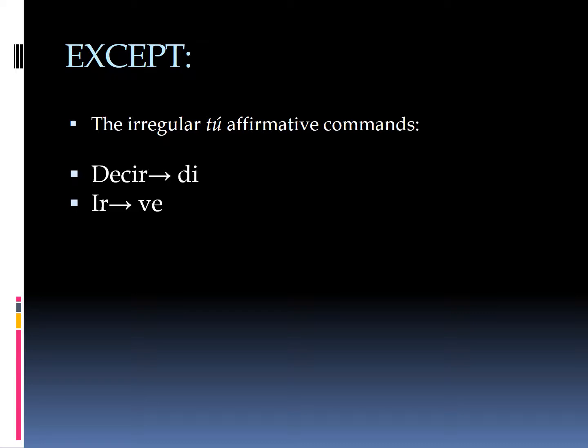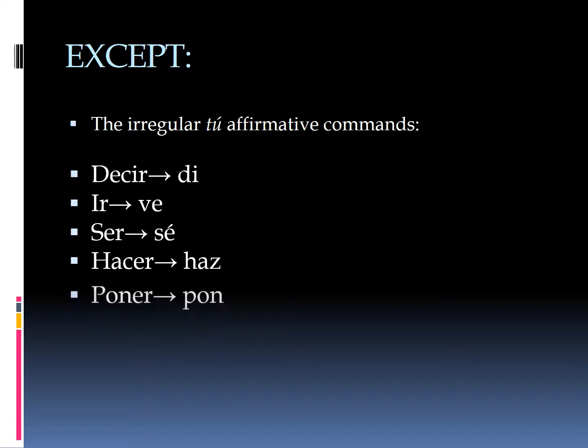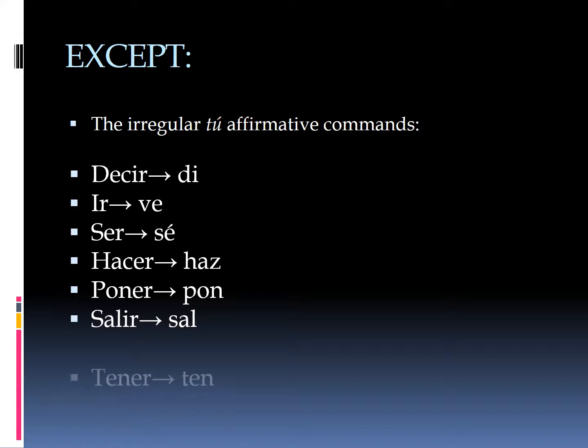Ve is also the third person singular of ver. So again, it's the context. Ser, sé. Hacer, haz. H-A-Z. Do it. Make it. Haz. Poner, pon. Put. Salir, sal. Tener, ten. Have it. And lastly, venir, ven.